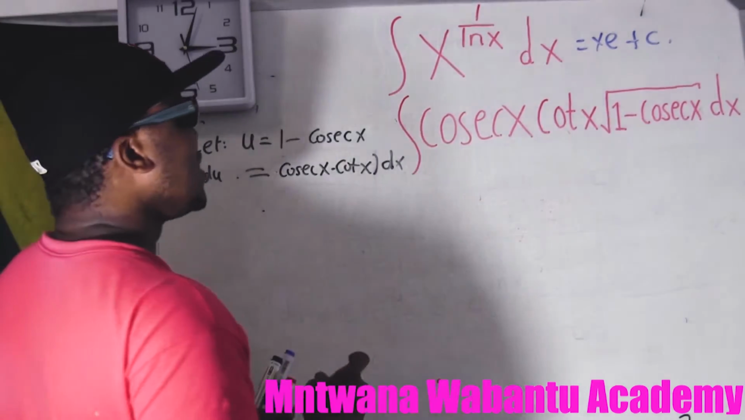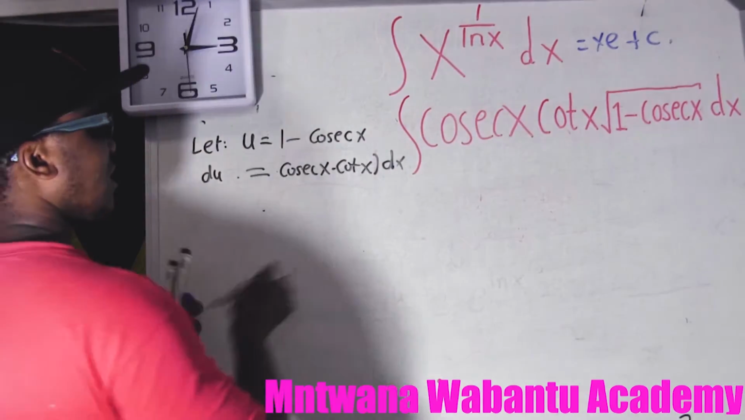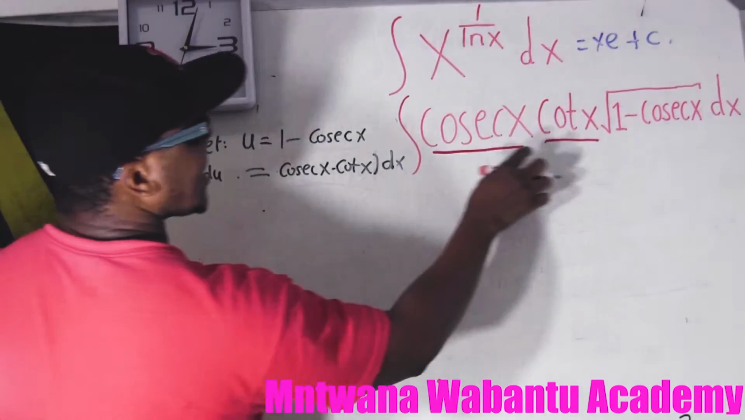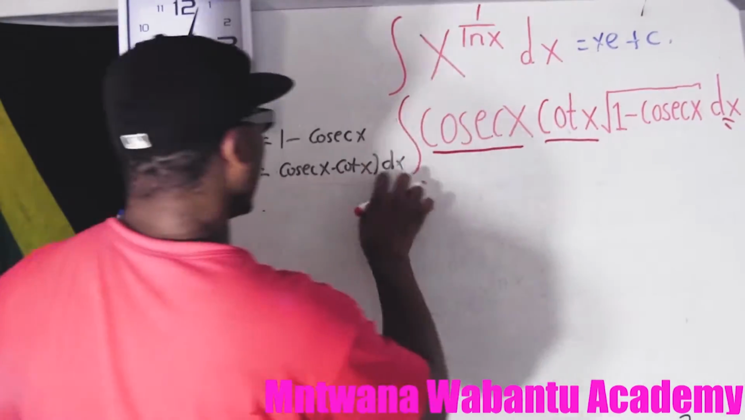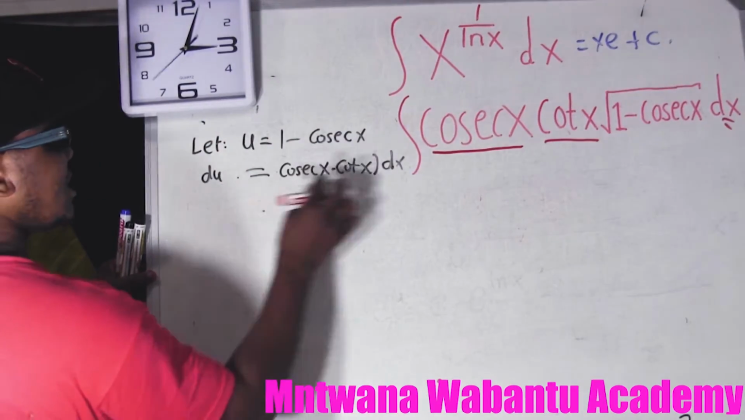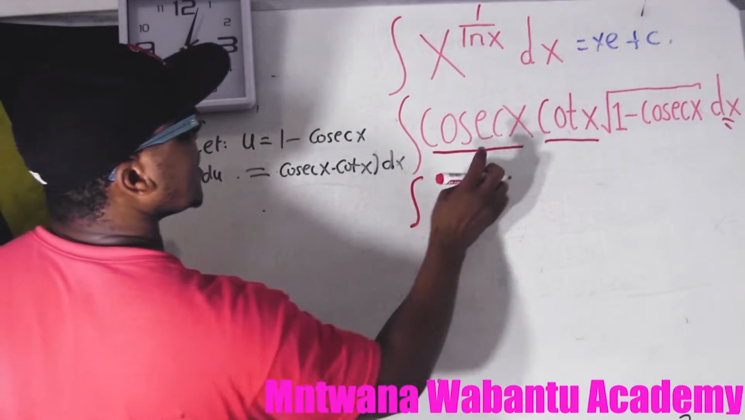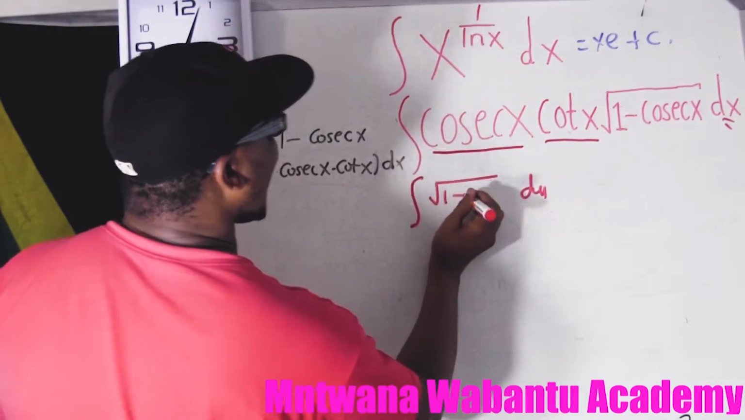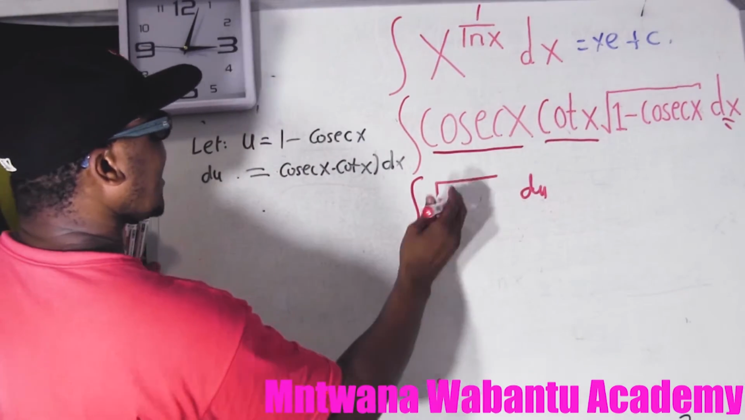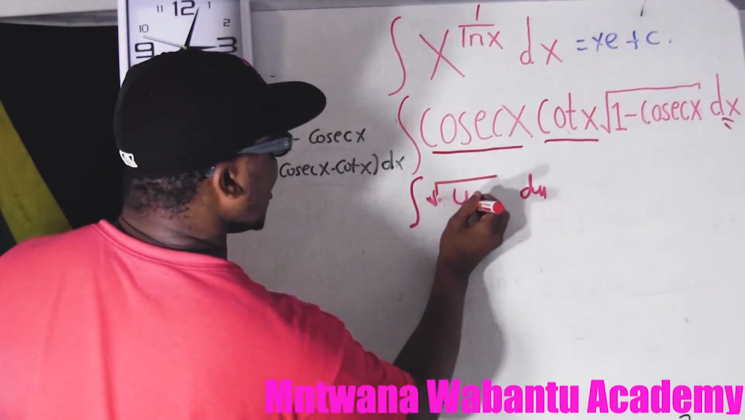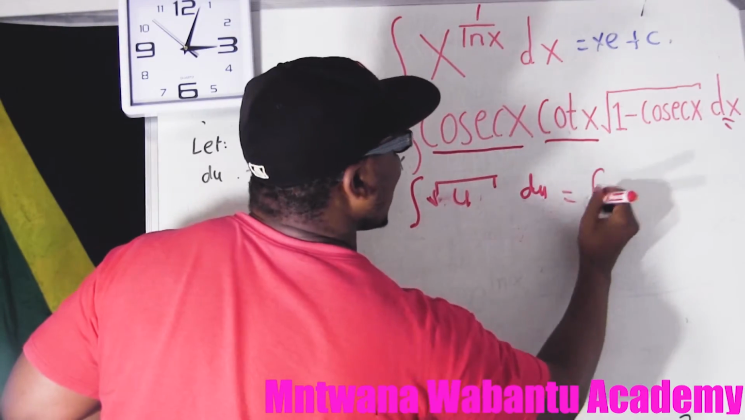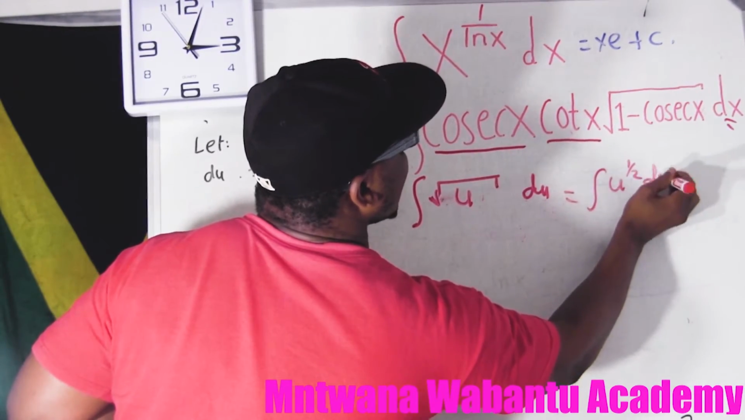That's how it came. So now what we're going to do, cosec x cot x dx equal to du. So then this question is going to become, this is equal to du, and then here is going to become, there's no 1 minus, all this stuff equal to u. You see what I'm saying? So now let me say integral of u to the half du.